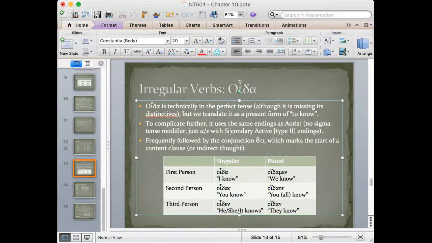So this is just something you're going to have to memorize, but again, it's perfect, but it's going to look like an aorist. Because it looks like an aorist, Long is covering it now. Because it could confuse you, it could trip you up, which is why he wants you to lump it in with the aorist, so that when you do see it, you know that it's not aorist. I know that sounds silly, but there is some logic to that madness.